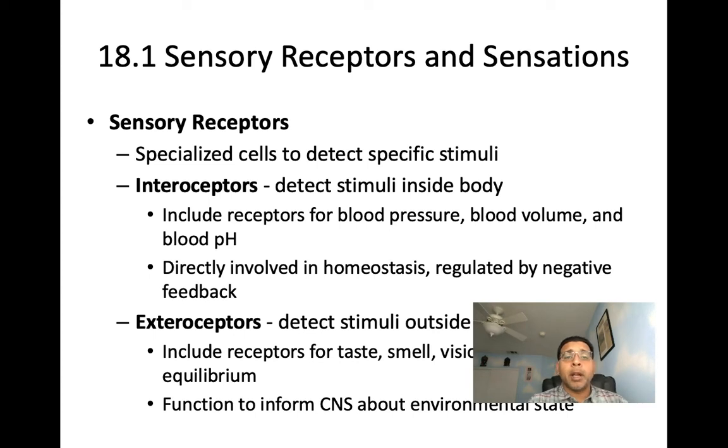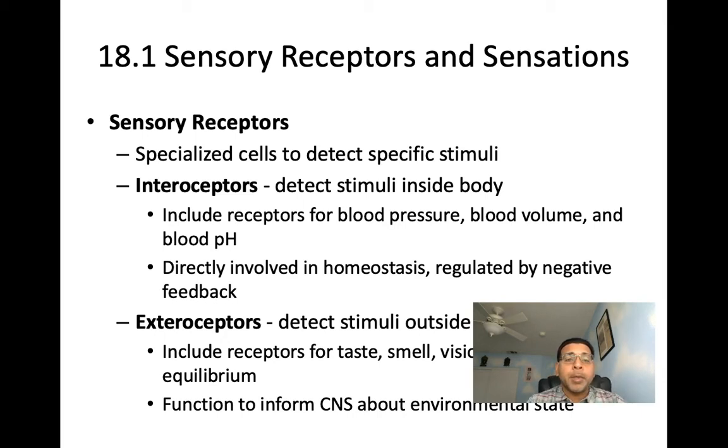Now when we talk about our receptors, we can classify them a couple of different ways. First, we can classify our receptors according to the location of where they're found on the body. And second, we'll classify our receptors according to the specific stimuli that they detect. With these two classifications, we have interoceptors and exteroceptors. We're going to classify them according to location first.